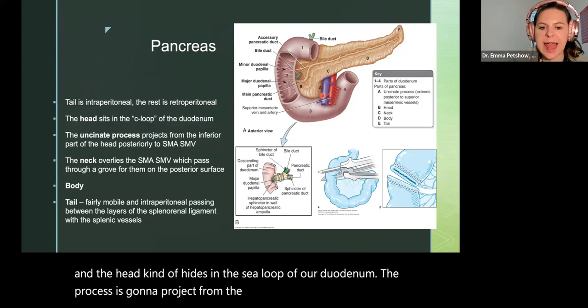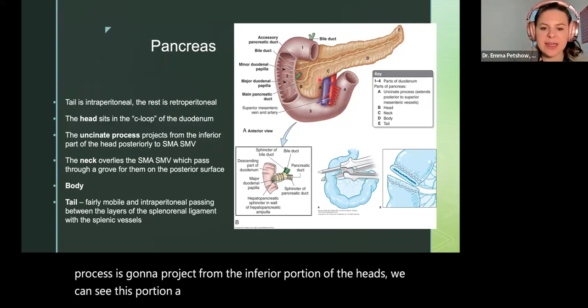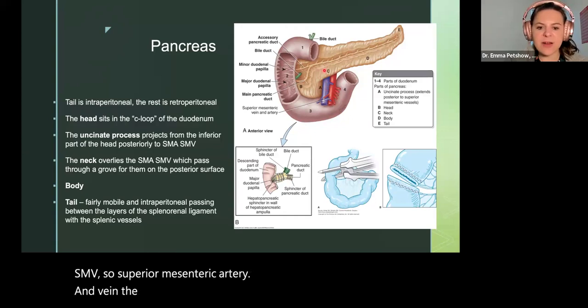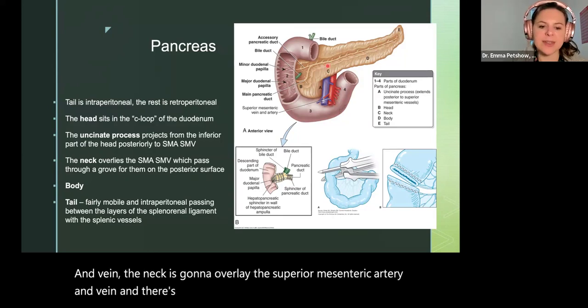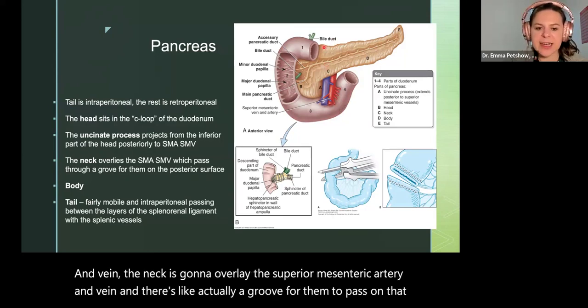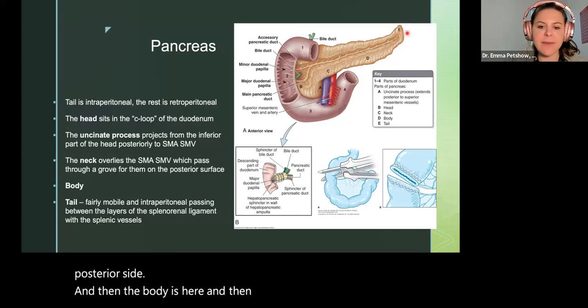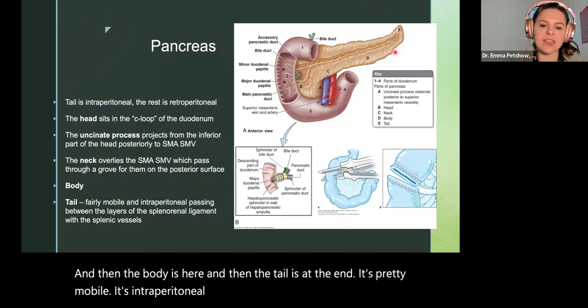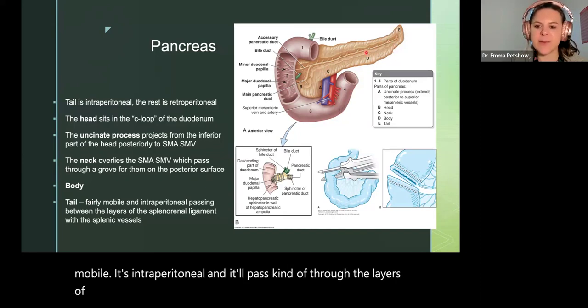So we can see this portion A here, posterior to the SMA and the SMV, the superior mesenteric artery and vein. The neck is going to overlie the superior mesenteric artery and vein, and there's actually a groove for them to pass on that posterior side. And then the body is here, and then the tail is at the end. It's pretty mobile. It's intraperitoneal, and it'll pass through the layers of the splenorenal ligament with the splenic vessels.